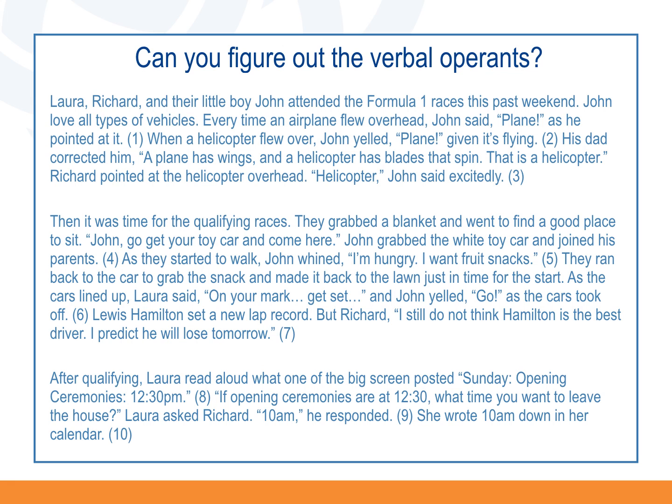Then it was time for the qualifying races. They grabbed a blanket and went to a good place to sit. "John, go get your toy car and come here." John grabbed the white toy car and joined his parents. What is John's behavior an example of? The listener skill. He was given a verbal direction and he complied. As they started to walk, John whined, "I'm hungry, I want fruit snacks." What would "I want fruit snacks" be? It's a basic demand. They ran back to the car to grab the snack and made it back to the lawn just in time for the start.